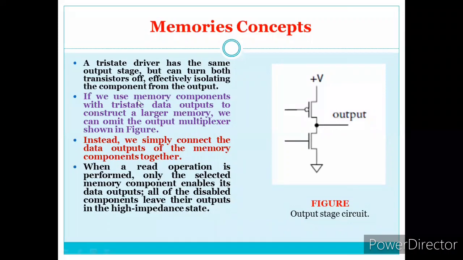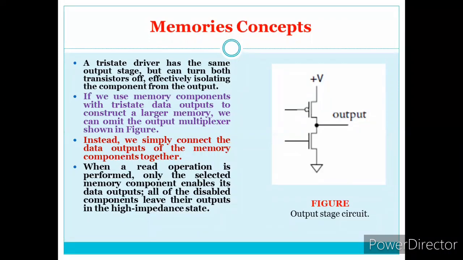Whereas in a tri-state buffer, both the transistors are turned off, effectively isolating the component from the output. When both the transistors are turned off, it is not sinking the current at the output. It is just isolating and keeps the output in the high impedance state. So if we use these tri-state devices at the output side of the memory components, we can construct any large memory. Why? You can observe the tri-state buffer is very, very small in size. So the advantage is that it can be used for large memory component design.